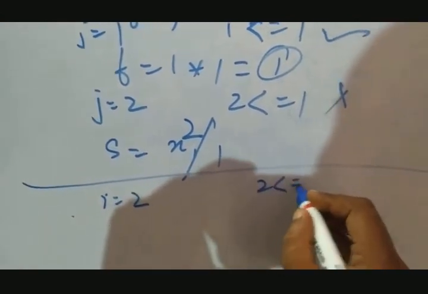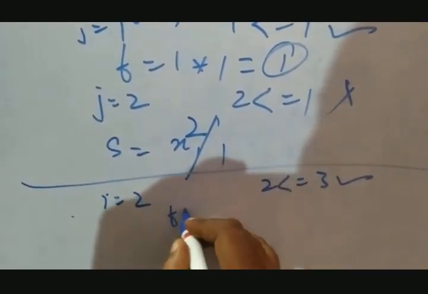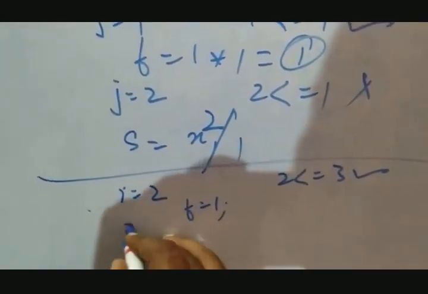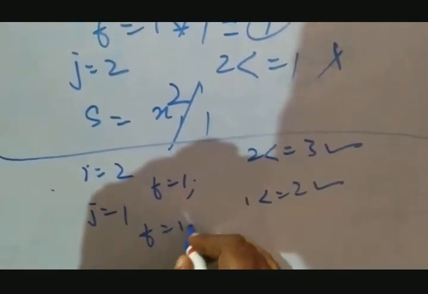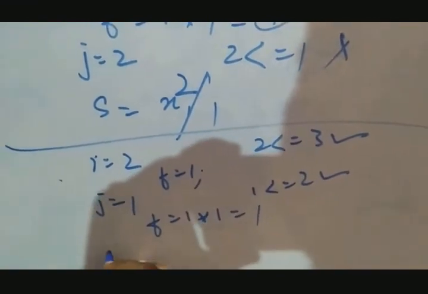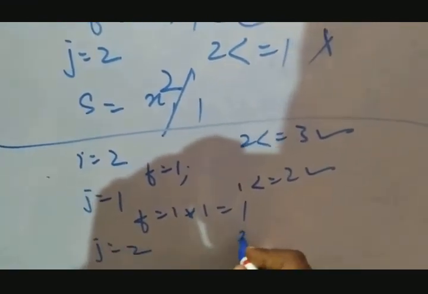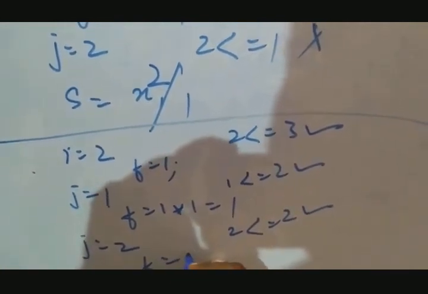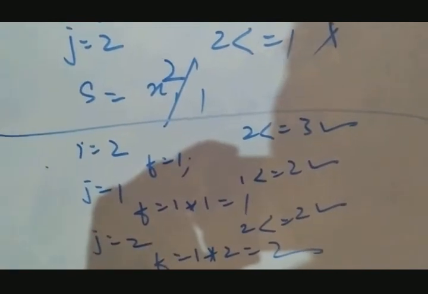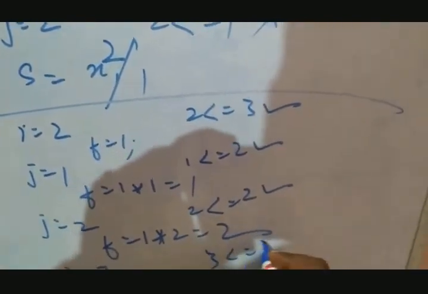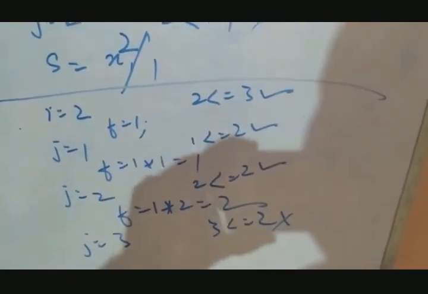2 less than equals to 3. True. F value again becomes 1. So j becomes 1. 1 is less than equals to 2. True. So f equals to 1 into 1, 1. Now j value changes to 2. 2 is less than equals to 2. True. So f equals to 1 into 2. It becomes 2. Then j value changes to 3. 3 is less than equals to 2. False. It comes out of the loop.